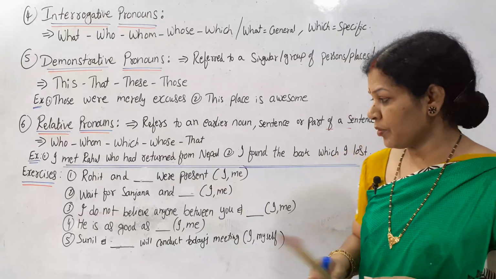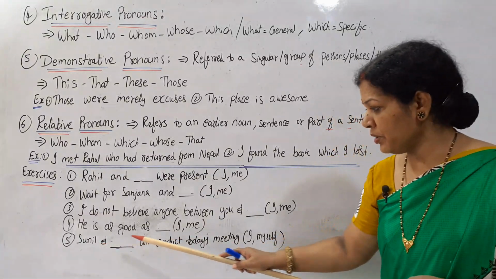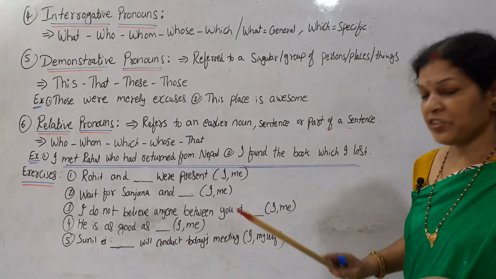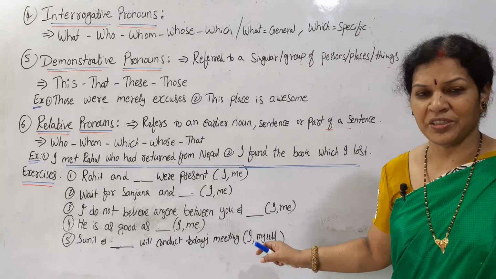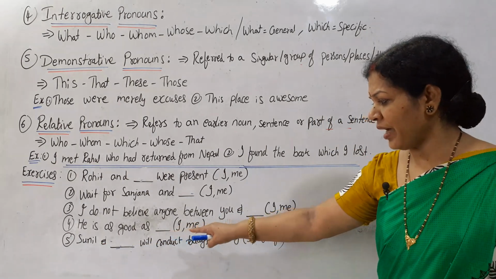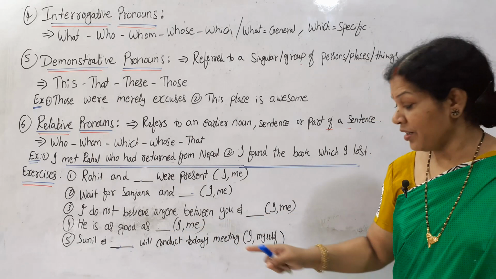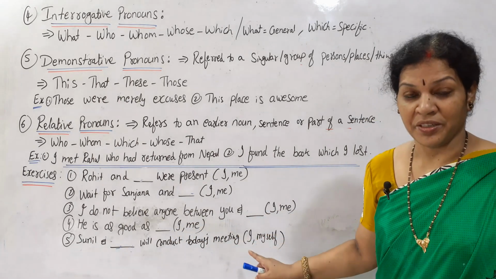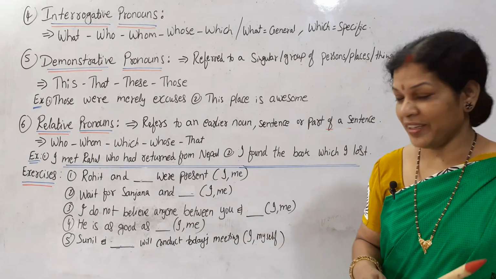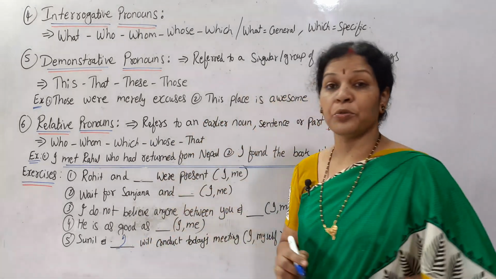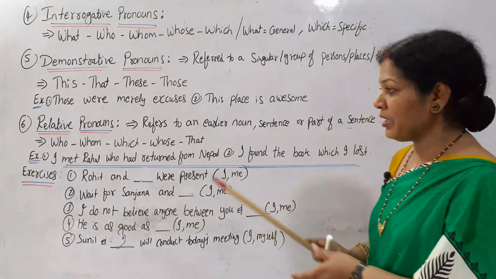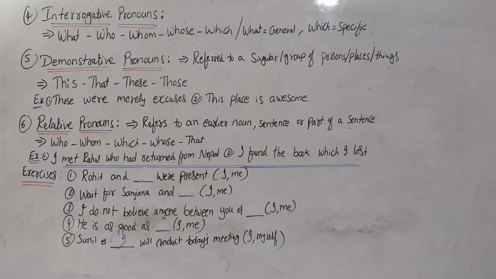Clear? Now the last one. Sunil and dash will conduct today's meeting. I or myself, what comes? If you just take a word, Sunil and I will conduct today's meeting. Now, Sunil and myself will conduct the meeting. Which one is correct? Obviously I. So Sunil and I will conduct today's meeting. That's it. Am I clear? Take a screenshot or note it down.